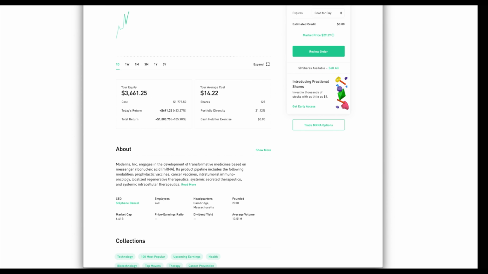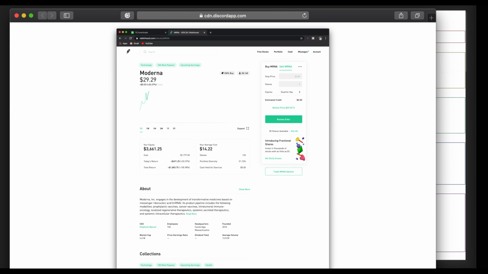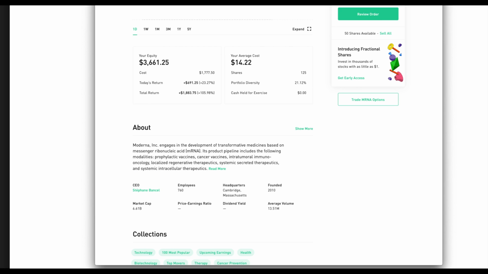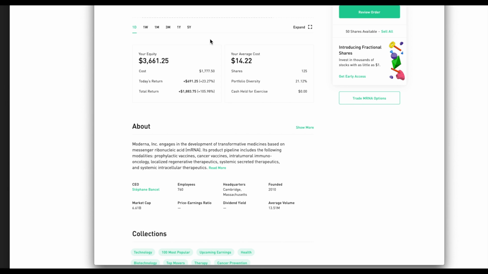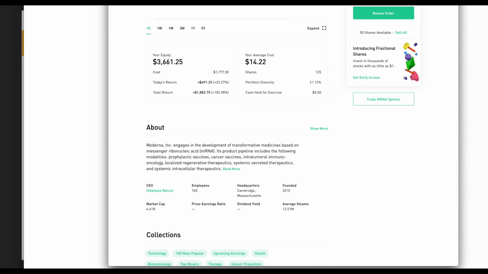Here we are. This is from the Discord app. This is not an option, but this is actually from Moderna, which is a swing trade that I shared with you guys. I swung this for a couple months. Let me zoom it in. So, sorry about that. You can see that my average cost was $14.22. I sold it when it was $29.29. I made a 100% return, which is amazing.